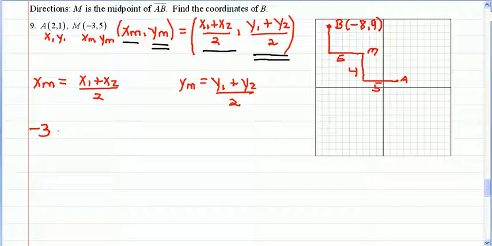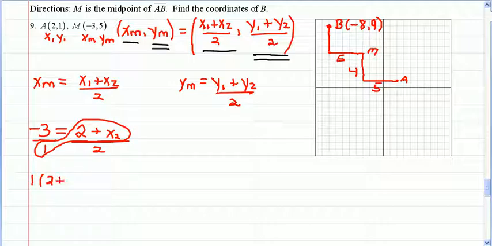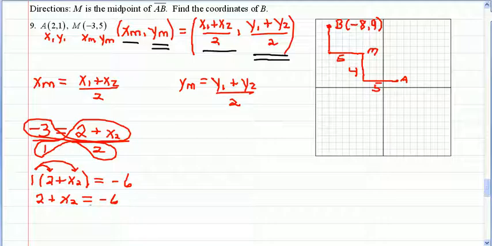So if I plug the numbers in, x sub m is -3, x sub 1 is 2, we're finding x sub 2, and if I put this over 1 and cross multiply, I have 1 times 2 plus x sub 2, and then I multiply this product. -3 times 2 equals -6, and when I distribute the 1, it stays as 2 plus x sub 2, and my last step in finding the x coordinate is to subtract 2 so that I get x sub 2 to equal -8.